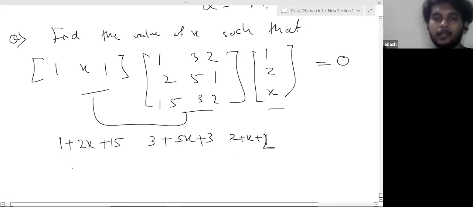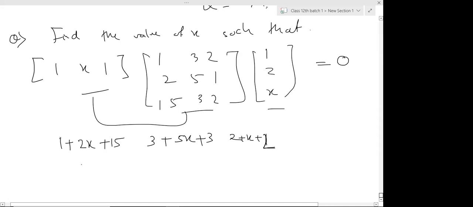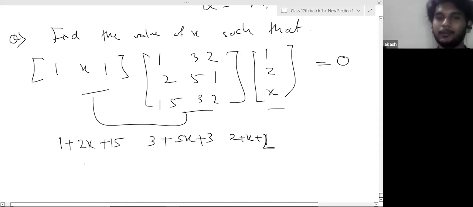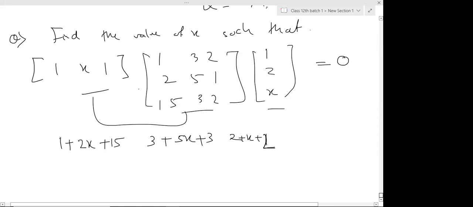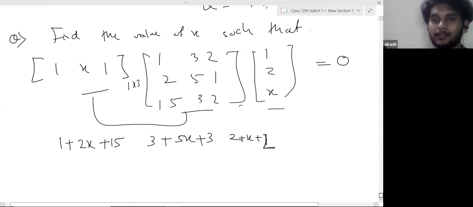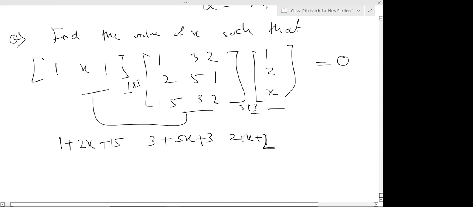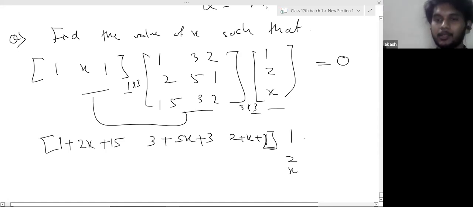Right. And for the second row, there will be a second row, right? No. No. Because this is 1 into 3 and this is 3 into 3. So the resultant matrix will have 1 into 3 order. Right. 1 row and 3 columns. So this is all. Now 1 to x. This is equal to 0.